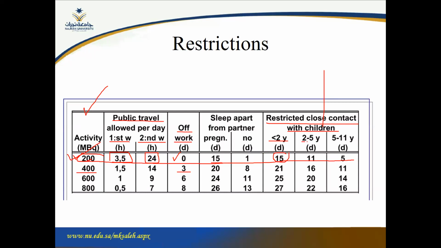If the children's age ranges between 2 and 5 years and the patient received the same dose, 200 megabecquerel, the patient should stay away from children for 11 days. And if the children's age ranges between 5 and 11, the patient should stay away for up to 5 days.